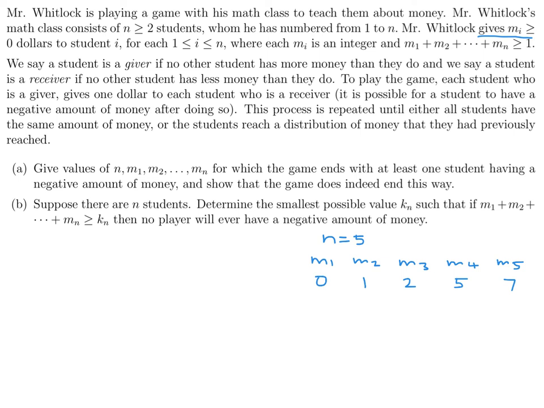A student is a giver if no other student has more money than they do. So this guy is the giver right here. A student is a receiver if no other student has less money. So this is the receiver.